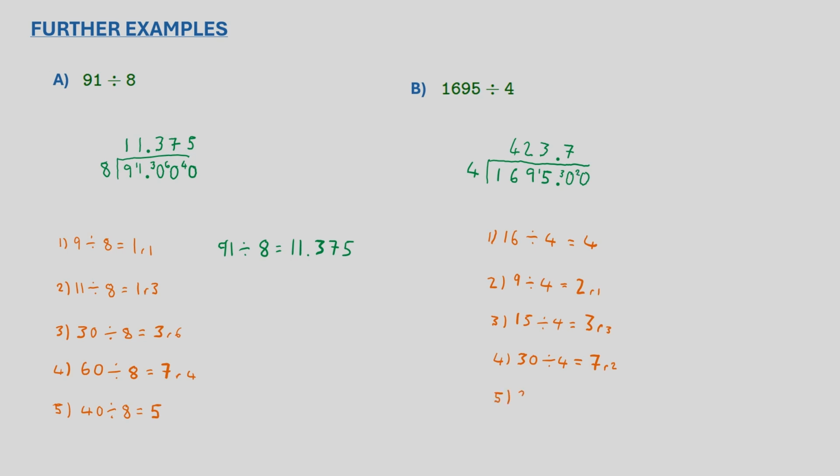So now with 20 divided by 4 giving us an exact result of 5, there are no more remainders and thus no more zeros that need to be written down, and we have an answer of 423.75.